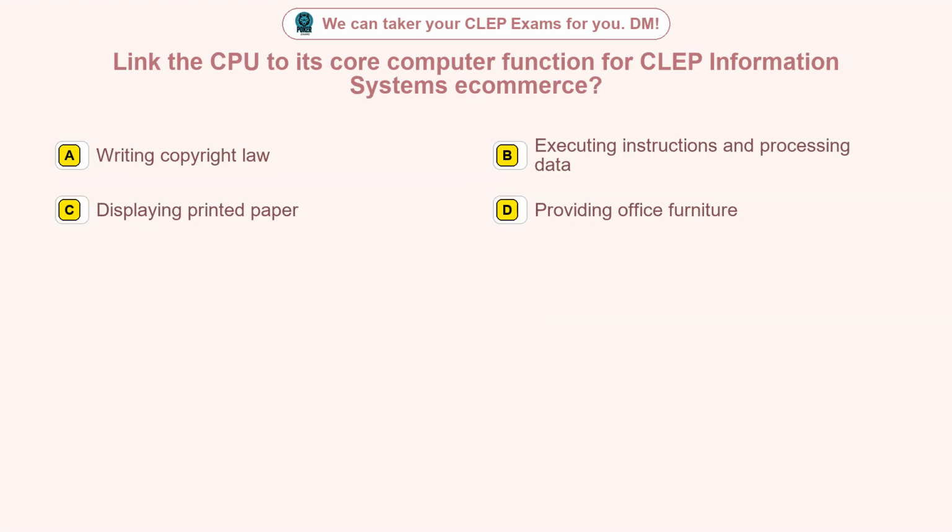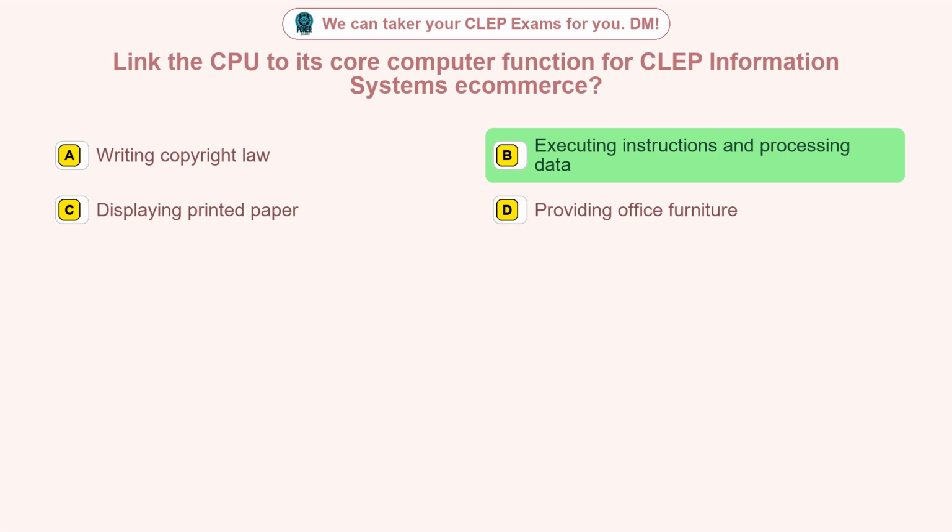Question 51. Link the CPU to its core computer function for CLEP Information Systems Ecommerce. Option A. Writing copyright law. Option B. Executing instructions and processing data. Option C. Displaying printed paper. Option D. Providing office furniture. The correct answer is option B.